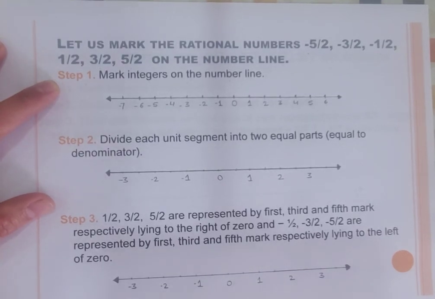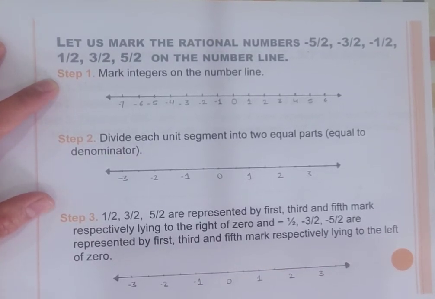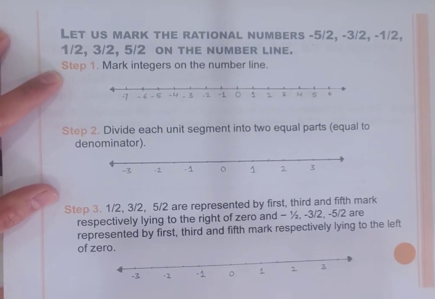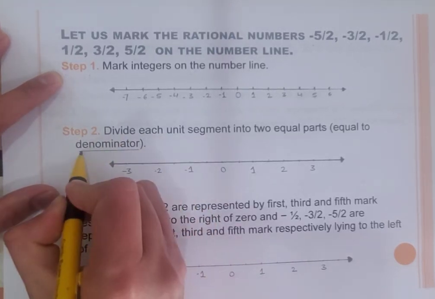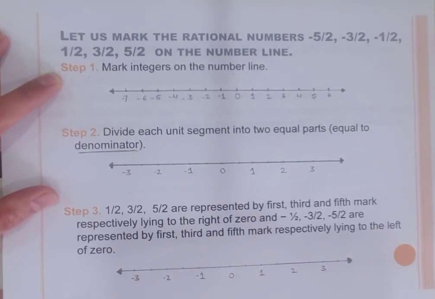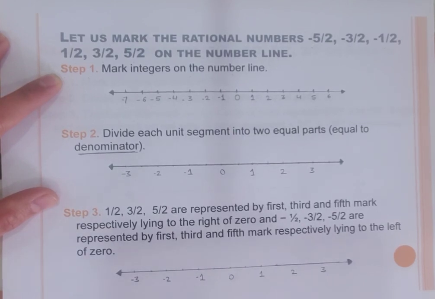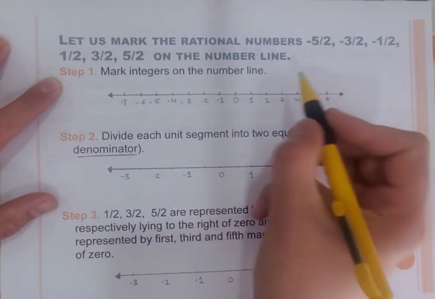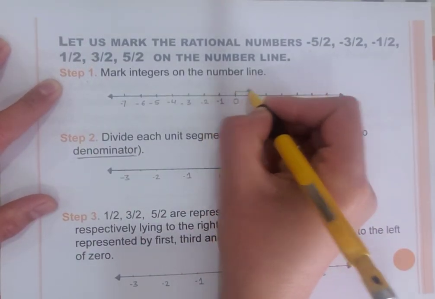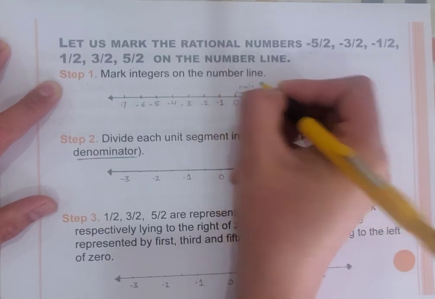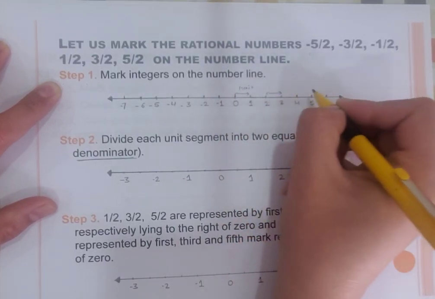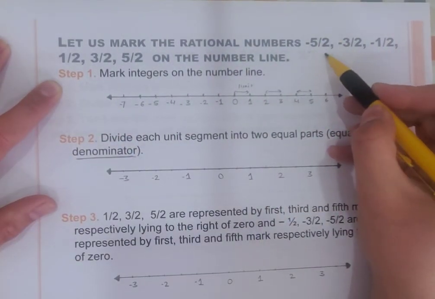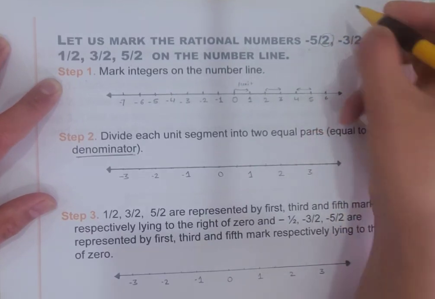After representing the integers on a number line, what we have to do is, whatever the rational number we have, consider the denominator. And we have to divide each unit of the number line into as many parts as the denominator. So this is considered as 1 unit. Now we have to represent minus 5 by 2 and the denominator is 2.